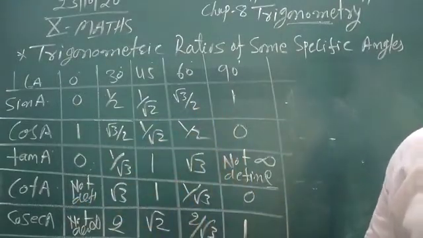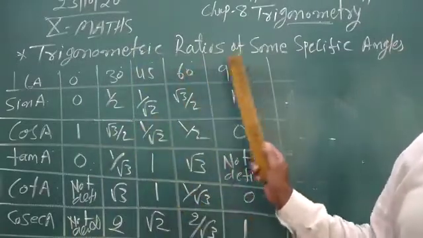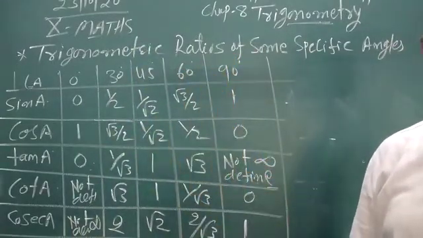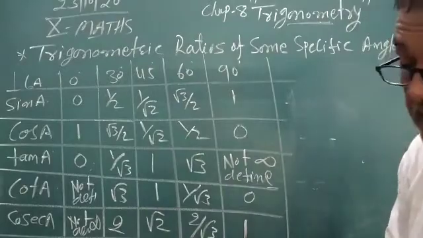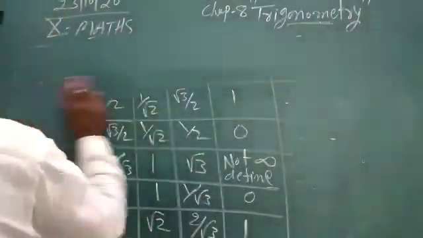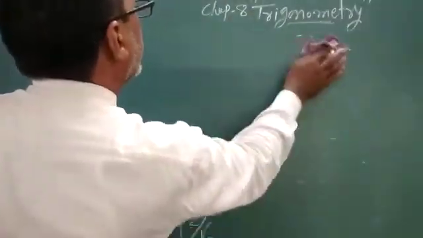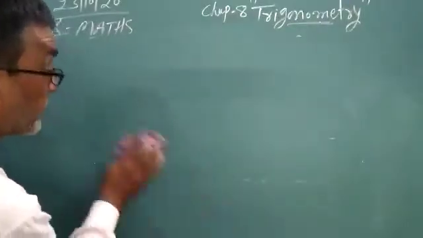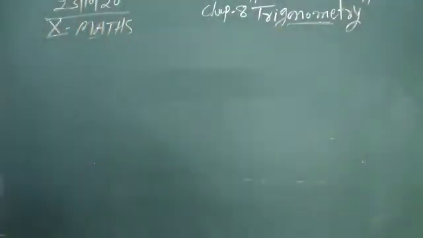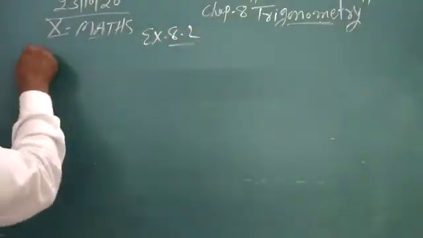Then we start using these trigonometric ratios of specific angles to solve problems. It carries 2 marks. How can you solve the problems? They are given in exercise number 8.2. I will explain just one question. In question number 1, 4 to 5 examples are given. Exercise 8.2, question number 1.